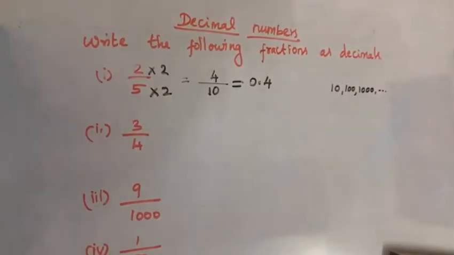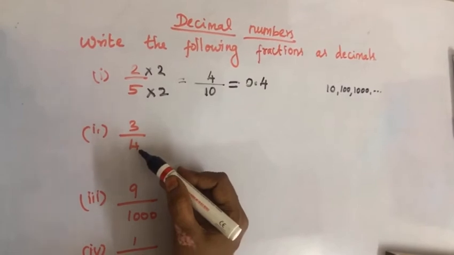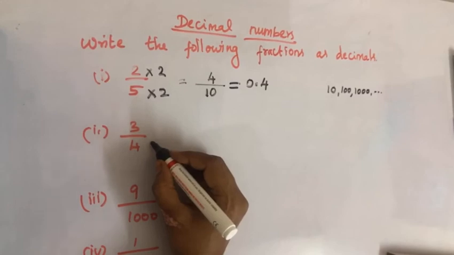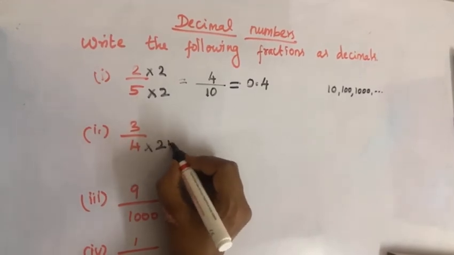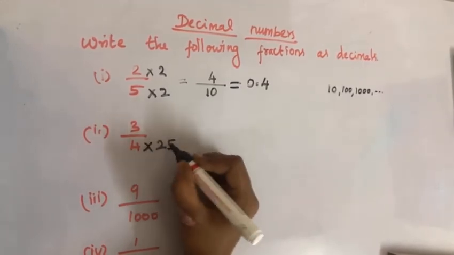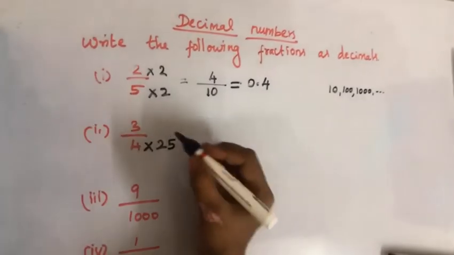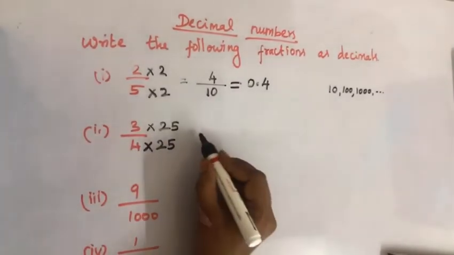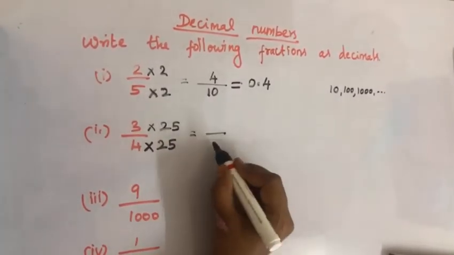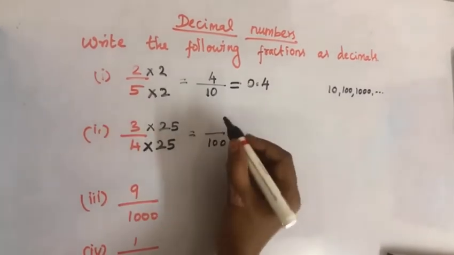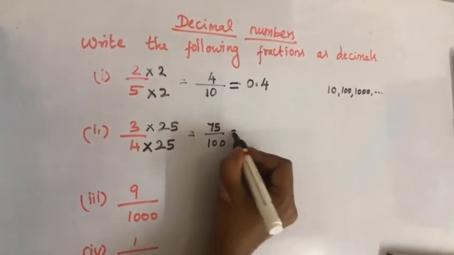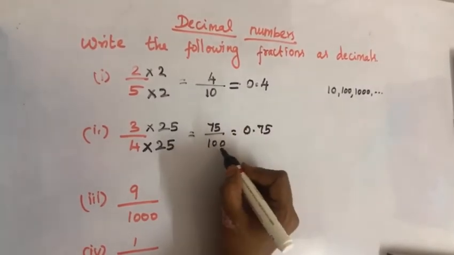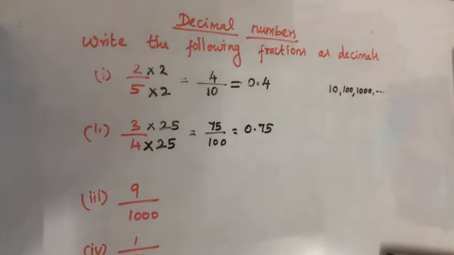Now 3 by 4. How could you convert? Converting 4 to 10 is a bit difficult, isn't it? But we can convert 4 into 100, right? By multiplying it by 25. If we multiply 4 by 25 we get 100. So if I multiply the denominator by 25, I should multiply the numerator also by 25. 4 25s are 100, 3 25s are 75. So that is equal to 0.75. It is 100, so 2 decimal places should be there.